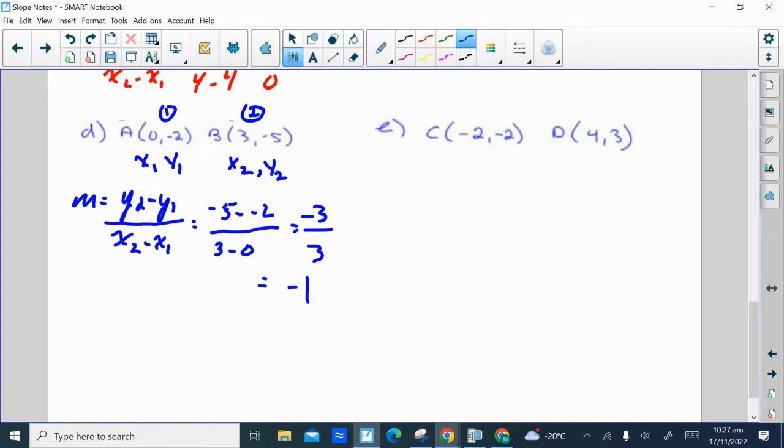So that tells us two things. The line is falling as you go left to right because it's a negative slope. And because the slope is negative 1, that means that that line makes an angle of 45 degrees with the x-axis. But it falls as you go left to right. Okay, try question E on your own using the slope formula. Try E on your own and then we'll check it.